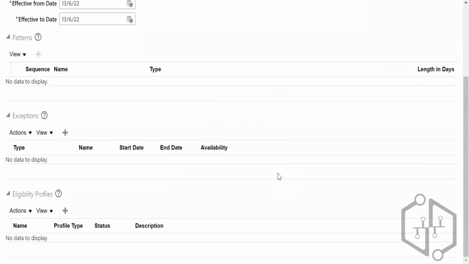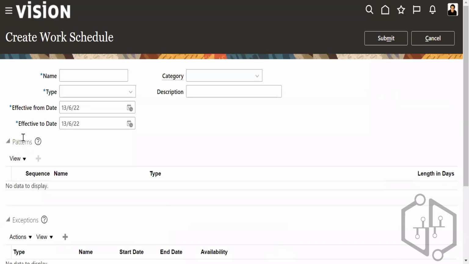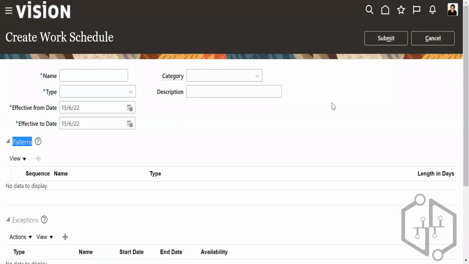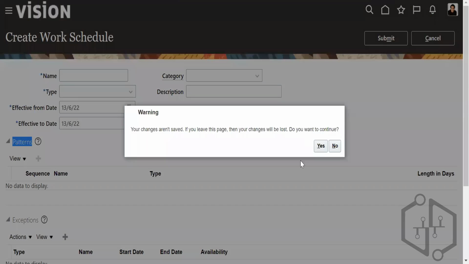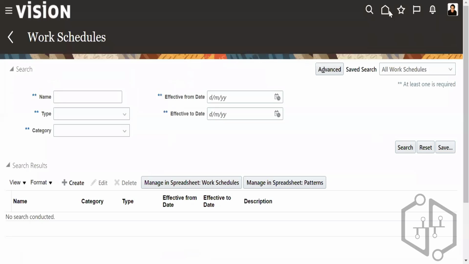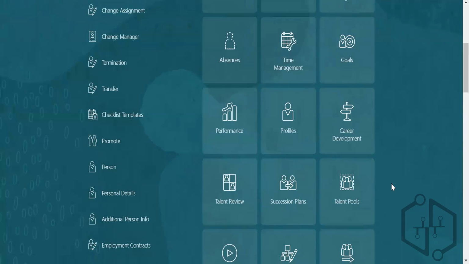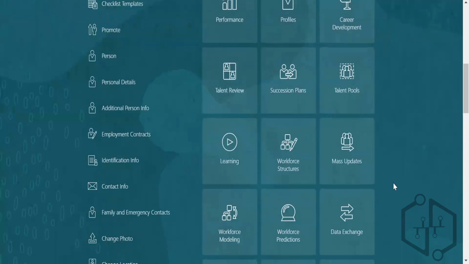Now work schedule, before creating work schedule, it will ask for patterns and shifts actually. But I have not created them because in this login you cannot find shifts and patterns.